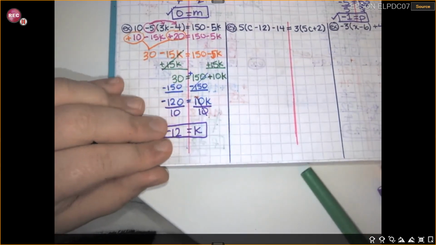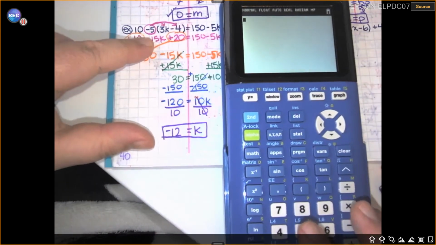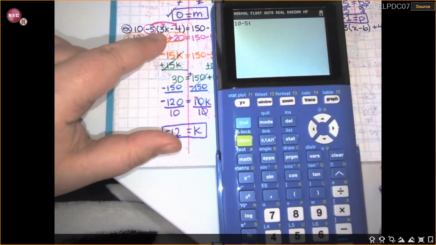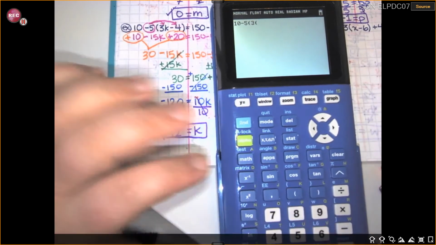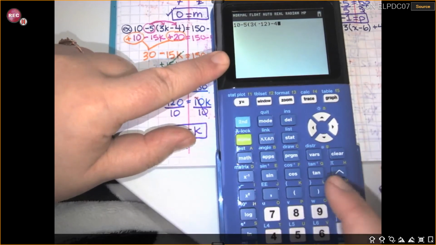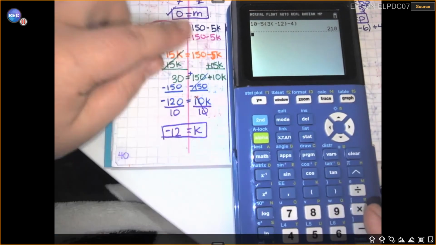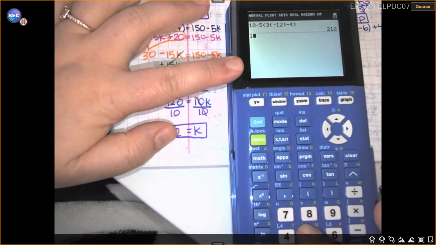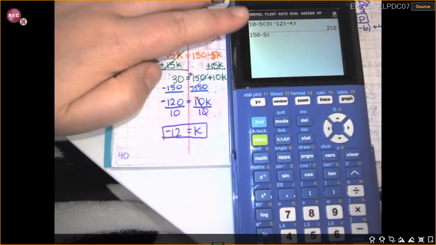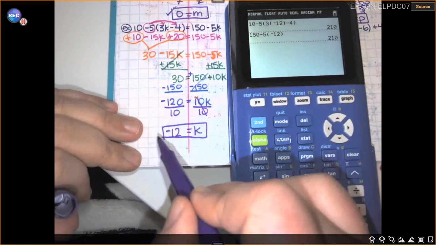Okay, and then I would just take negative 12 and replace k on both sides. So the first side is 10 minus 5 parentheses 3, and then instead of k I'm going to put in parentheses negative 12, and then finish with minus 4, close the parentheses, enter. So 210. All right, now we have to see what happens on this side. We have 150 minus 5, and then instead of k, I'm going to do parentheses negative 12. Boom, 210. So that is the correct solution.